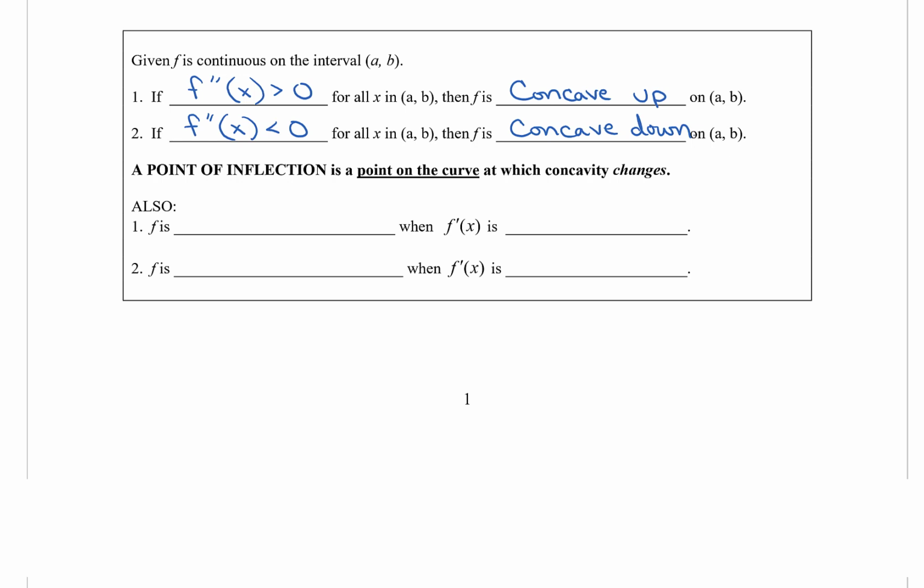A point of inflection is a point on the curve at which concavity changes. Also, 1. f is concave up when f prime of x is increasing. 2. f is concave down when f prime of x is decreasing.